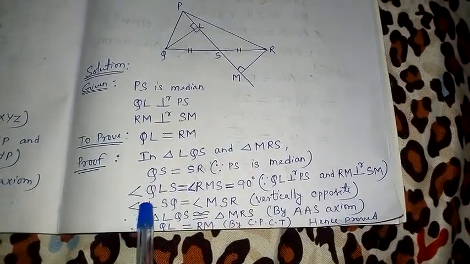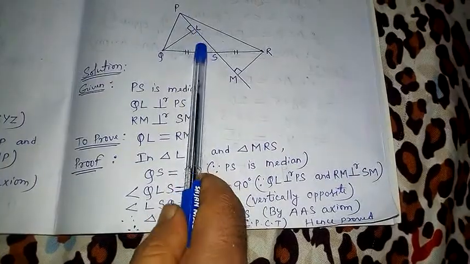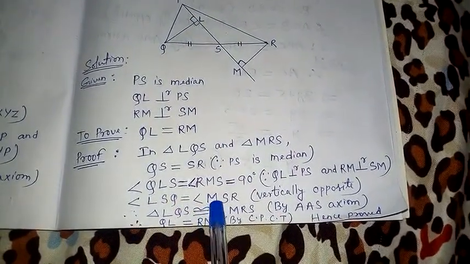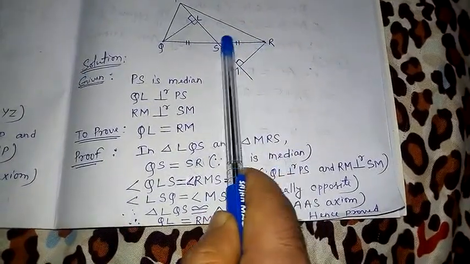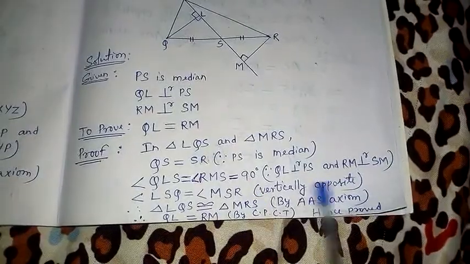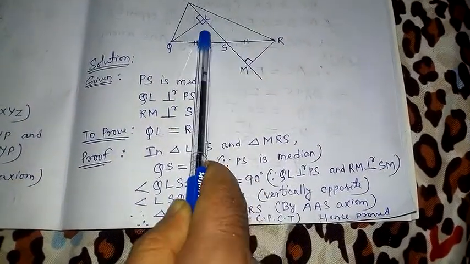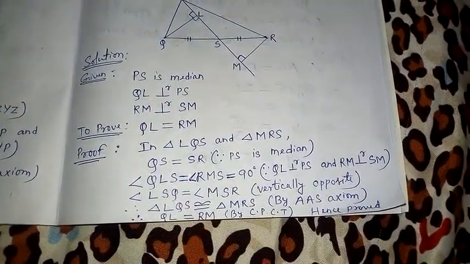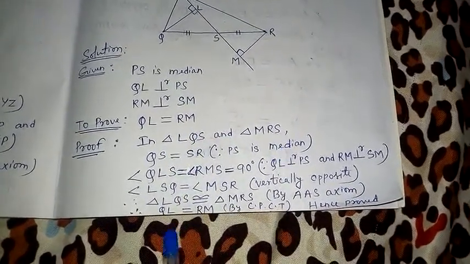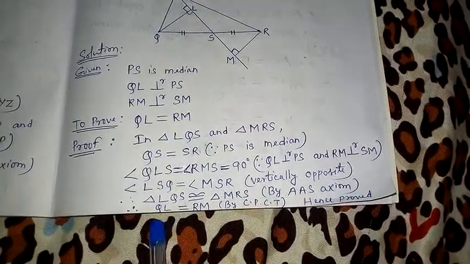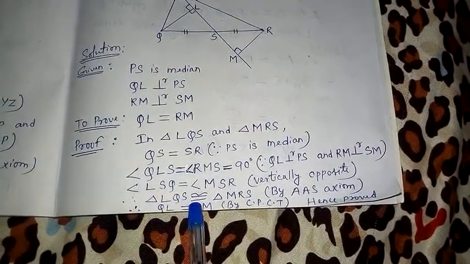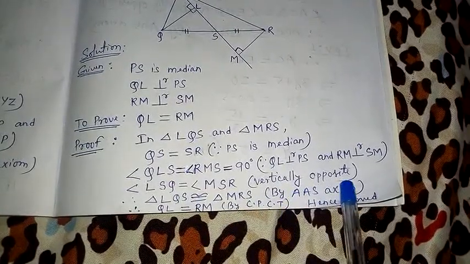Now angle LSQ, that means angle S, and angle MSR, that means again this S and this S, they are vertically opposite. You can see that these two angles are vertically opposite. So when three things of two triangles are equal, then it is said both the triangles are congruent. So triangle LQS and triangle MRS will be congruent by angle side axiom.